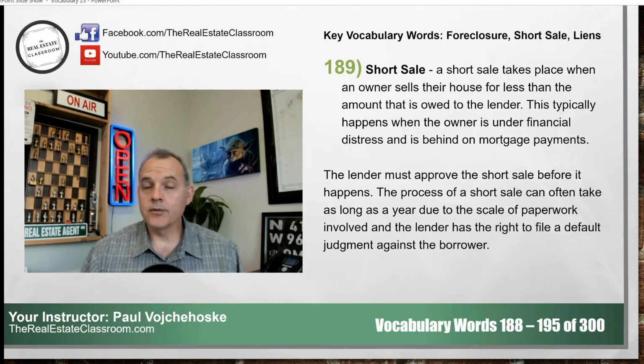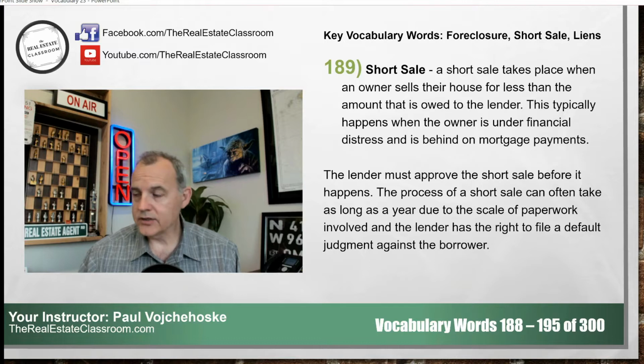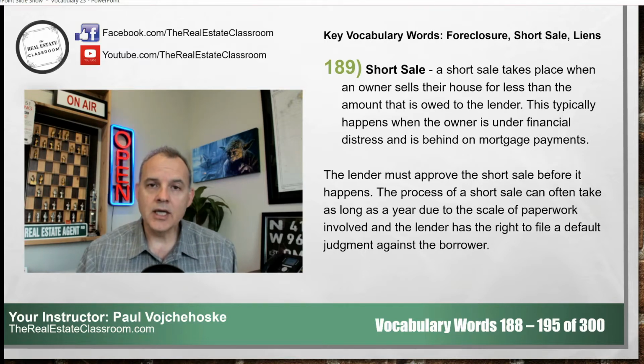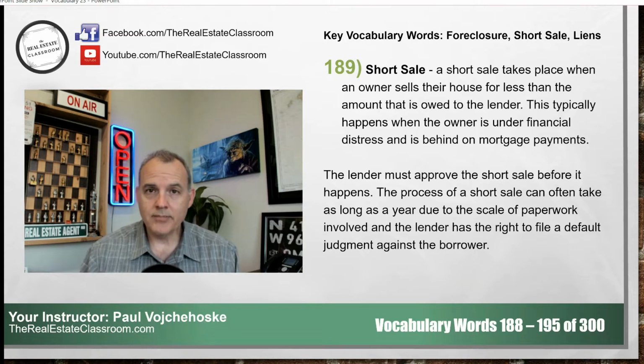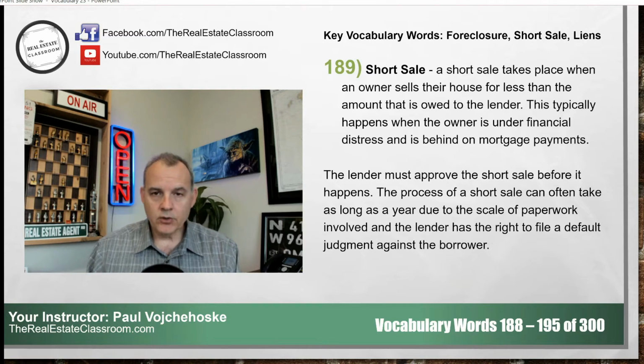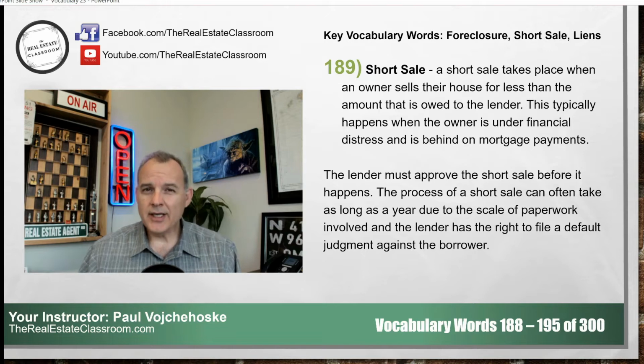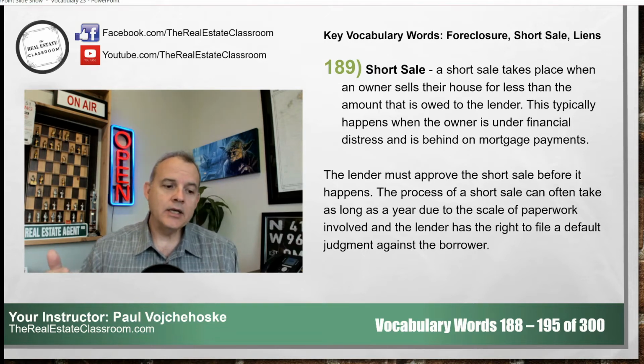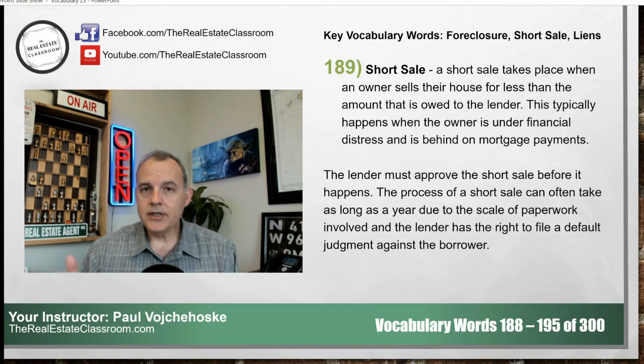The owner is in some kind of distress, lost their job, whatever the case may be. So the lender doesn't want to deal with a foreclosure. They don't want to own properties. So they agree to release the mortgage lien against the property in exchange for a lesser amount than what's owed. So the property is sold for $100,000, and so the buyer can get free, clear, marketable title. The lender will basically release the lien, even though they're only going to receive $100,000, even though they're owed $150,000.